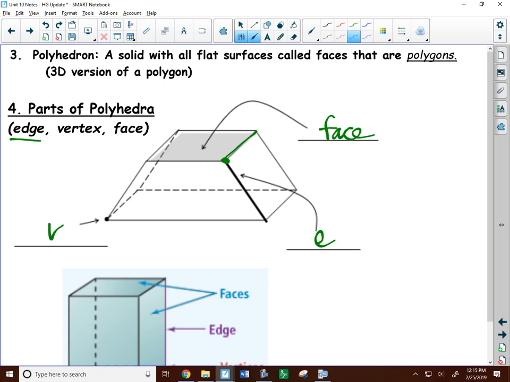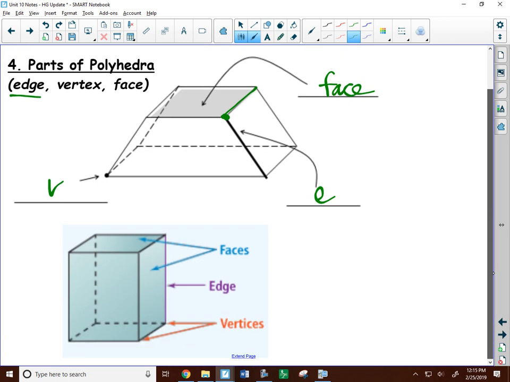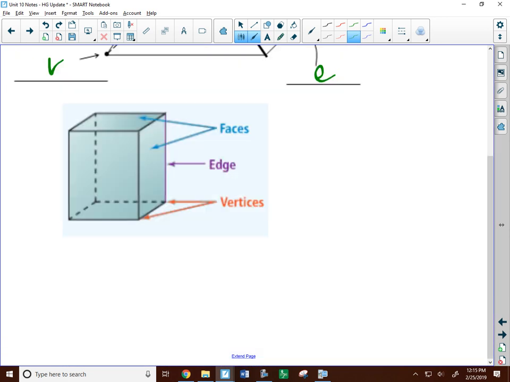I'll also say face if it's not necessarily a polygon, like a curve, like a circle. So that's important. Oh, here's another diagram of that, just identifying the vertices, the edges, and the faces.